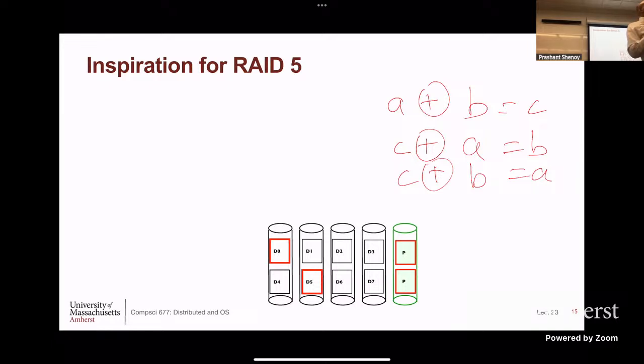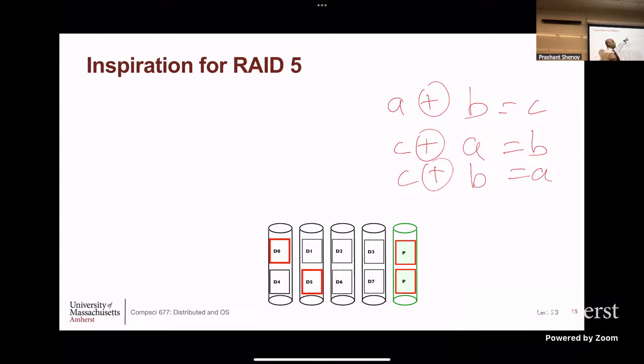You can now do this for more than 2. You can do it for 3. It's the same thing. Is that clear, first of all? So that's the property of XOR. Now what that means is, let's say D0 becomes unavailable. That disk has failed. The first disk here has failed. The way you are going to reconstruct D0 is you are going to read D1, D2, D3, and the parity block. You are going to XOR all of them. It will give you D0.